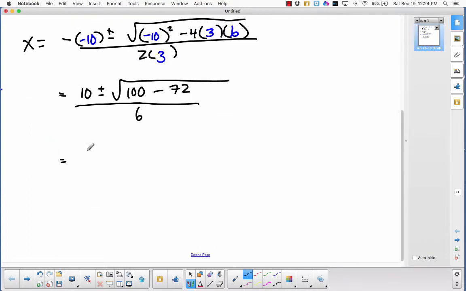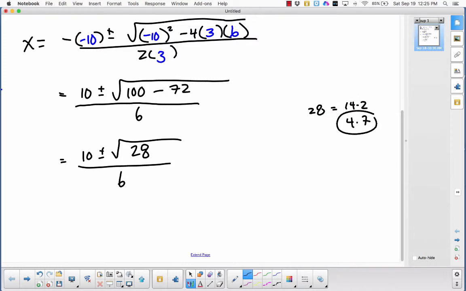Okay, all good there. So now I go 10 plus or minus square root of, I think that turns out to be 28, divided by 6. Now at this point here, I'm dying to simplify, because I see that 10 and 6 and 28 are all divisible by 2. The only problem is this one's inside of a square root, so I can't just divide that in there. But 28 I could simplify, because 28 is 14 times 2, no, 4 times 7. There we go, that one. Because 4 is a perfect square.